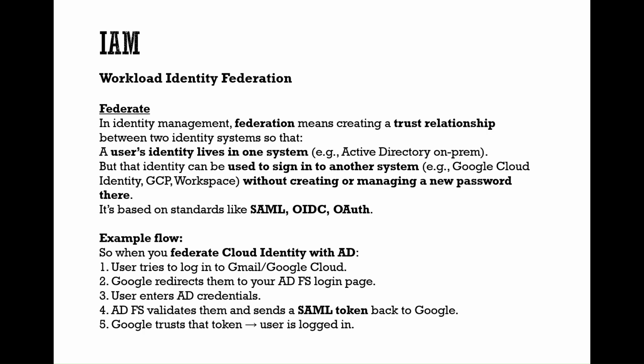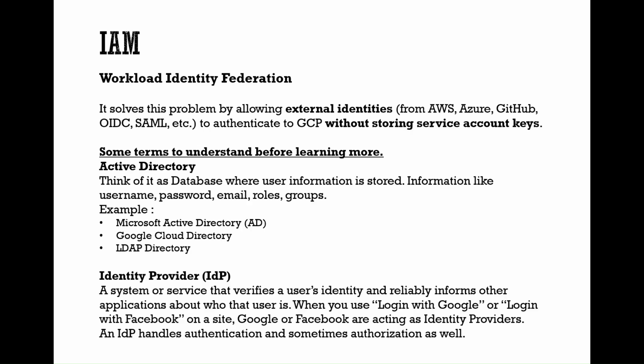Now you enter the details and the credentials are matched at the on-prem level. Once the user is authenticated, your on-prem system sends back a SAML token, or it could be an OIDC, I mean JSON, token as well. Once Google receives that token, Google trusts that token and allows that user to log in. So this is how this whole flow works. Here the identity provider is the on-prem.